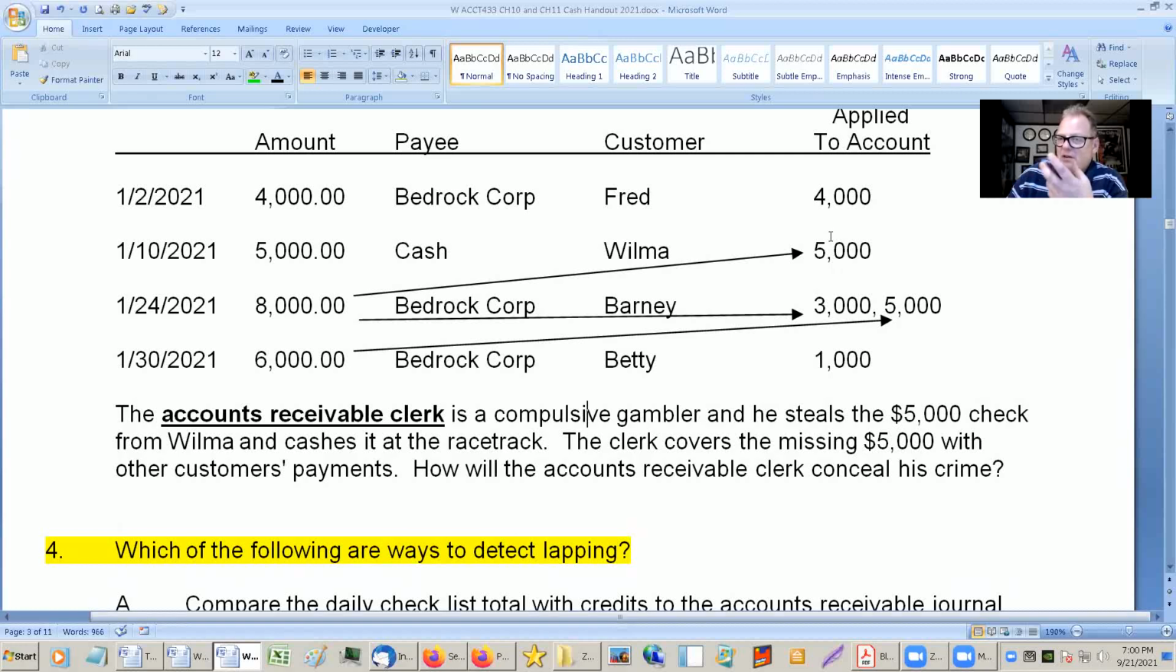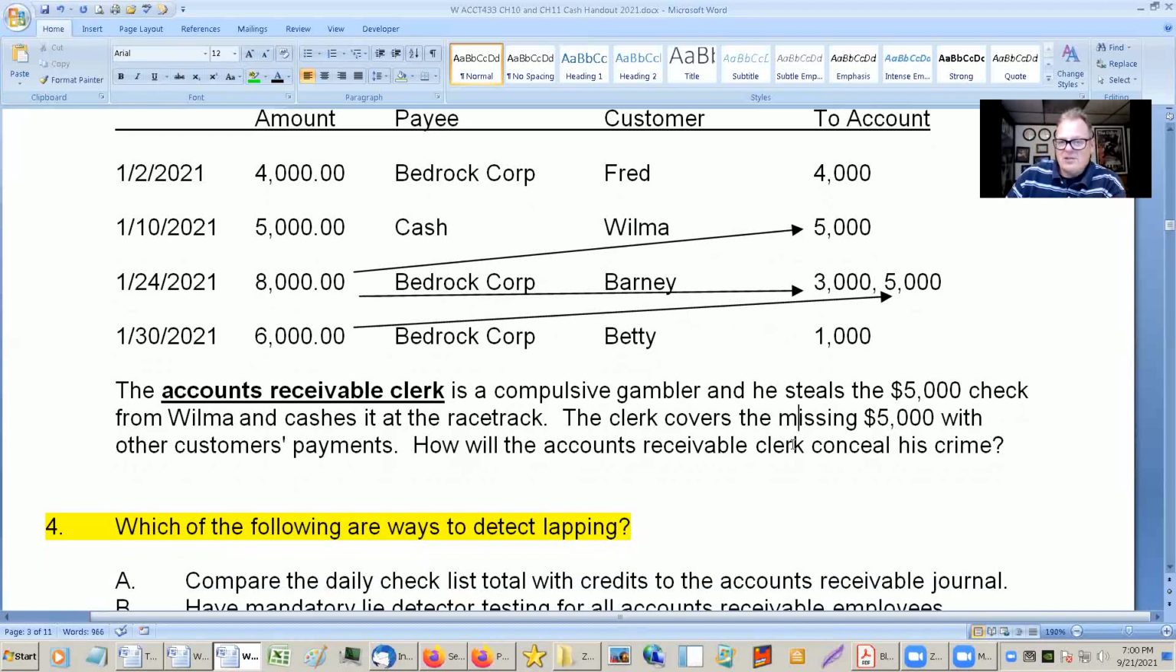This is what lapping is: when you take other accounts' money and apply it to cover up a theft. Now, if the accounts receivable clerk goes to the racetrack and wins $5,000 or more and pays it back, you may never find this. How often does that happen? No one knows. You wouldn't find it. If you know compulsive gamblers, that's not usually the way things go, but anyway, this is what lapping is: taking money from one account and applying it to another.